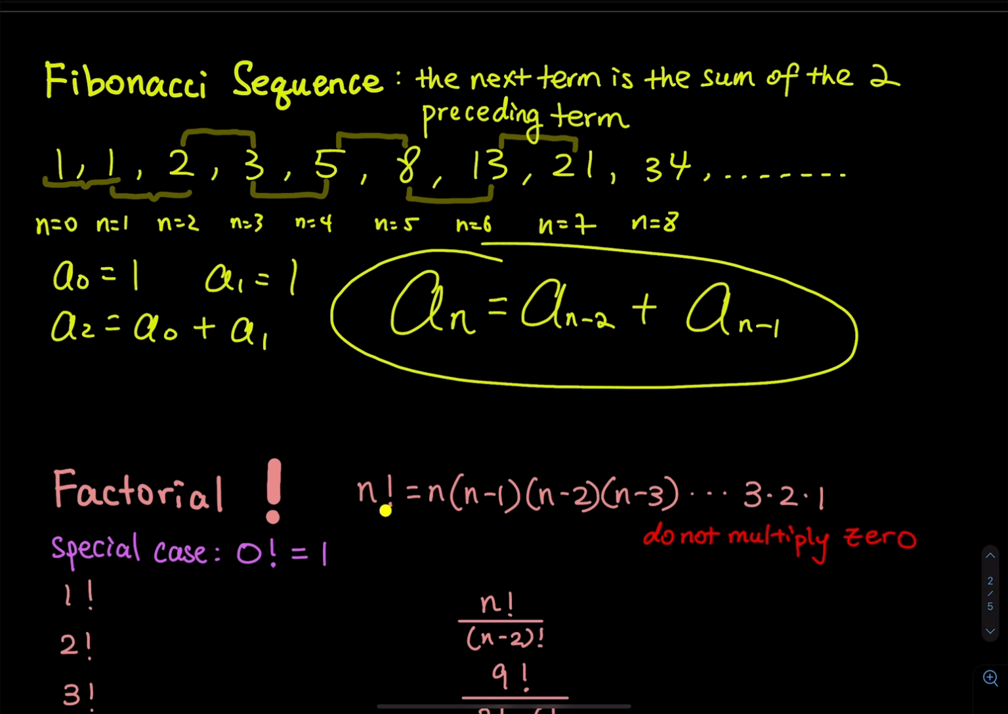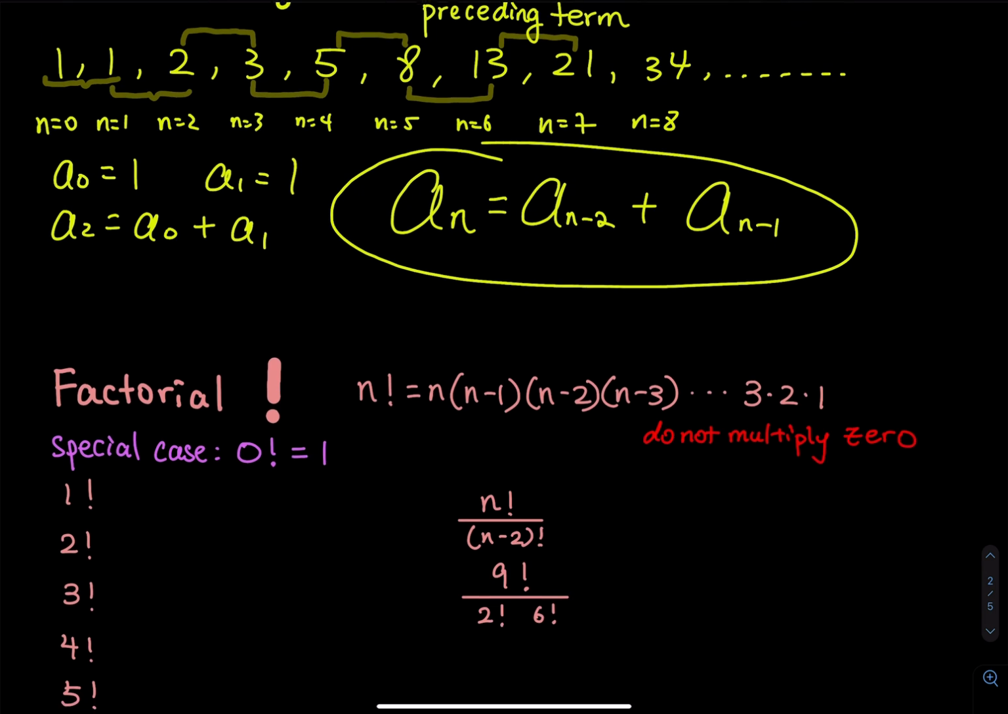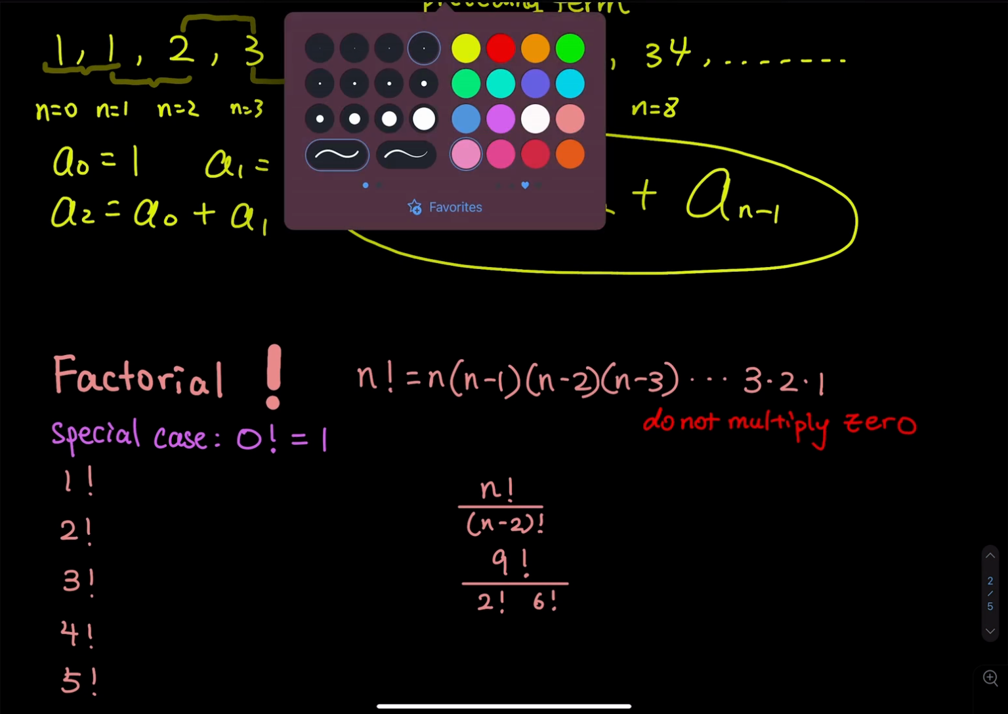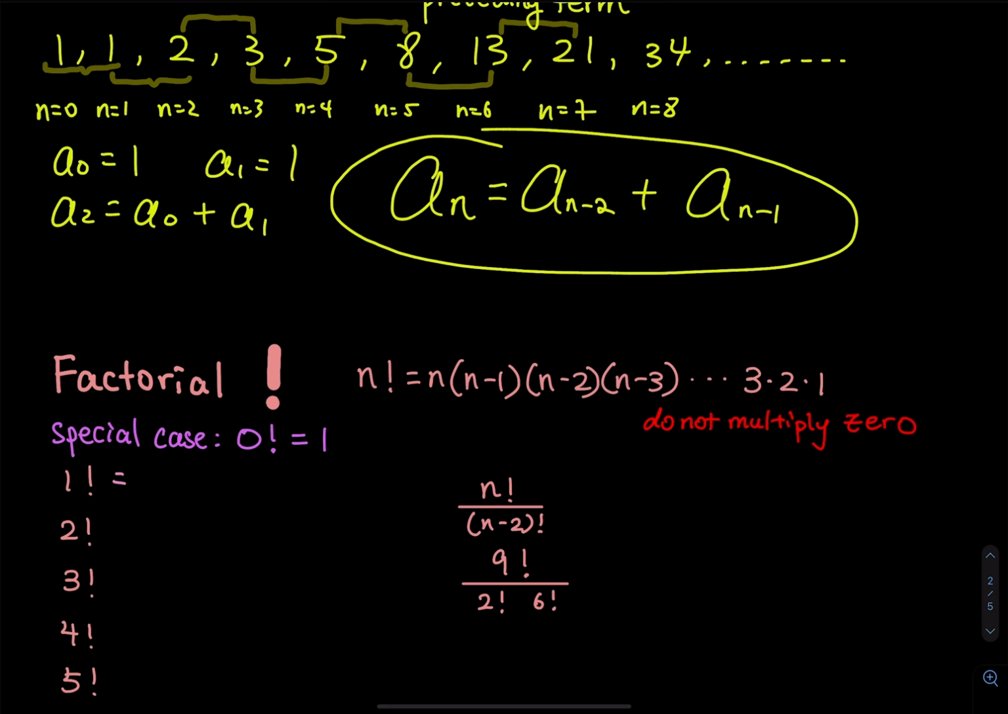So n factorial is equal to n times n minus 1 times n minus 2 times n minus 3, and then all the way to 3, 2, 1, but you do not multiply 0, because once you multiply 0, everything becomes 0. And there is a special case, 0 factorial is equal to 1. So let's do some basic steps.